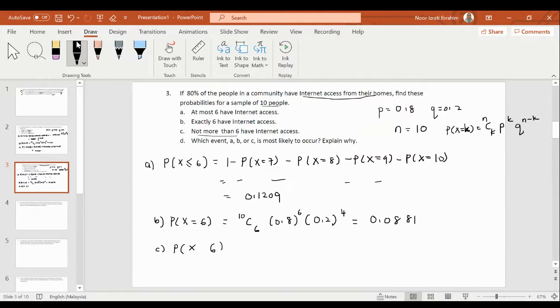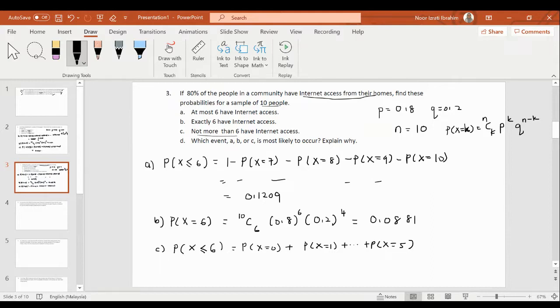Not more than 6 means less than or equal to 6. Okay, not more than 6. So this will be equal to the probability when x equals 0 plus the probability when x equals 1, until the last one, plus the probability when x equals 5.